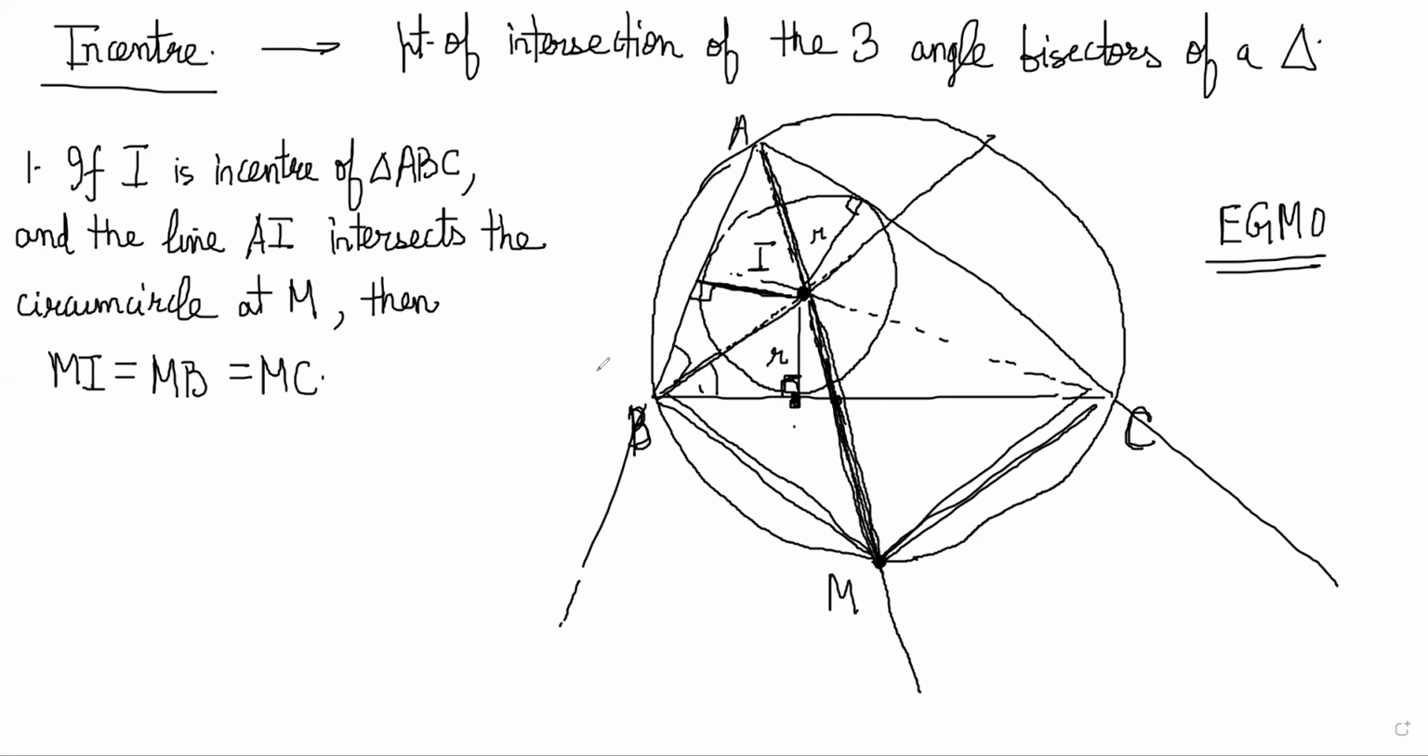This is the famous incenter-excenter lemma. So that is an important property: when you extend the angle bisector, it cuts the circumcircle at a point M, and MI is equal to MB is equal to MC.